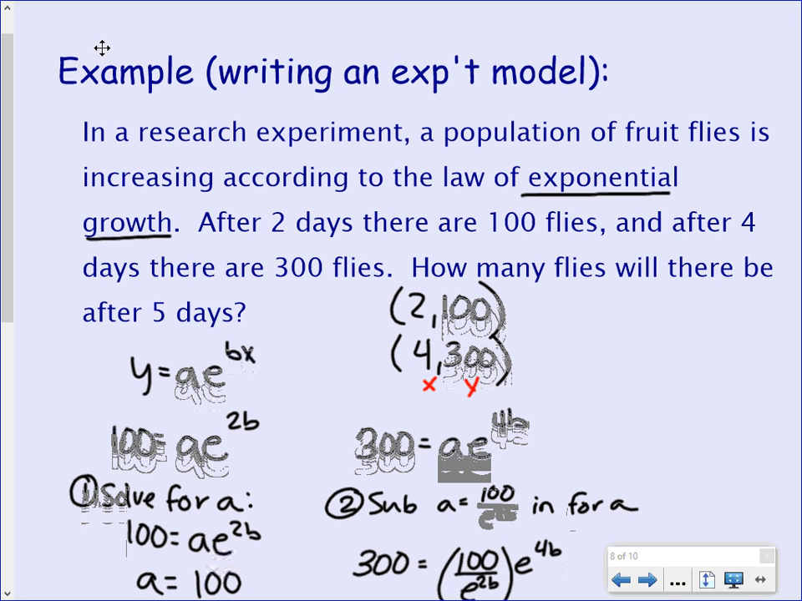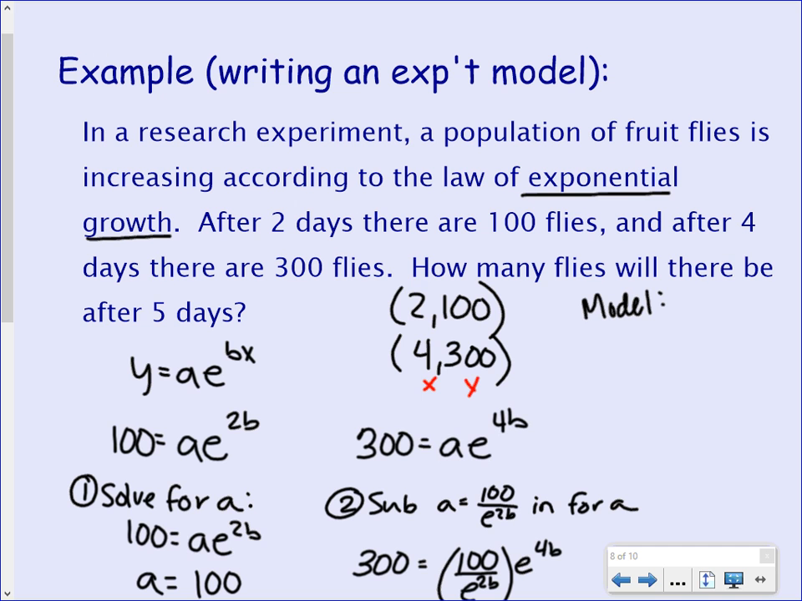Okay, so I'm going to write my model real quick. That would be y equals 33.33 e to the 0.5493x. That's just the model. If you're ever asked about writing a model, it should be in terms of x and y. And then you can use the model to answer the question about later dates.